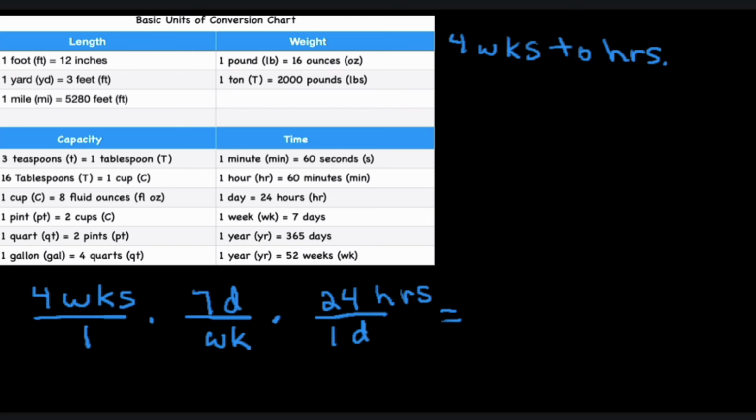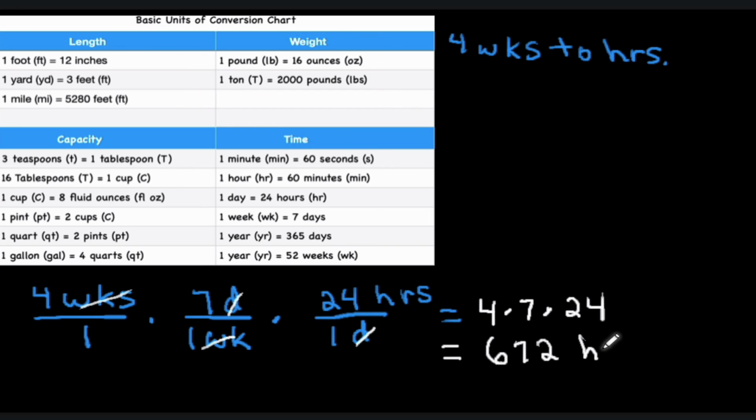So let's go ahead and cancel our units. We have weeks, and then we have days and days. So that means we are left with 4 times 7 times 24 with nothing in the denominator to multiply because they're just ones, right? All right, so now we have 4 times 7 times 24, which is equal to 672 hours. All right, so 4 weeks converted into hours is 672.